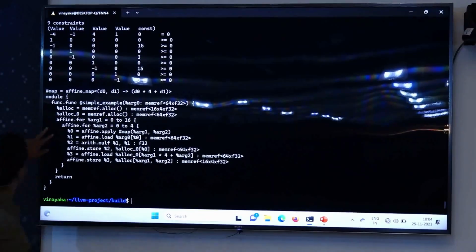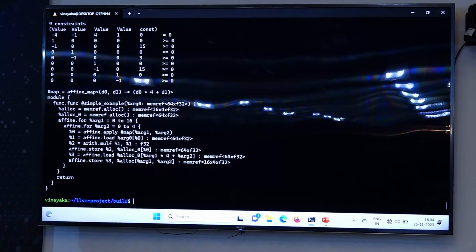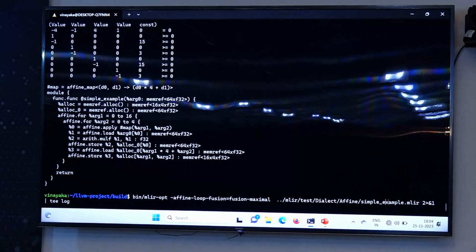Needed. There are two loops. Ignore this affine apply for. Don't ignore it. I'll just remove it.